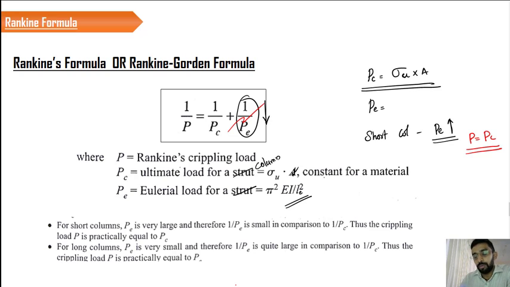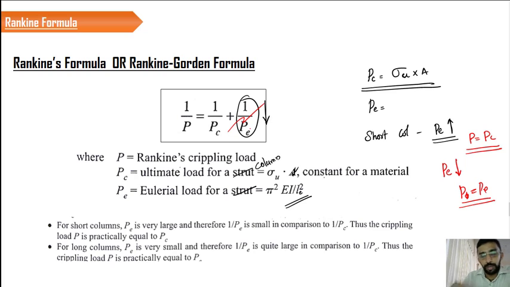Now, what about long columns? For long columns, PE is going to be less, thereby this ratio is going to be high. So we can directly use P equal to PE. And for intermediate columns, which we have not discussed anywhere in this lecture or in any other lecture, the actual design load will be somewhere between Pc and PE. So there we have to use these two loads, Pc and PE, to find the actual value of P. That's how this Rankine formula works.